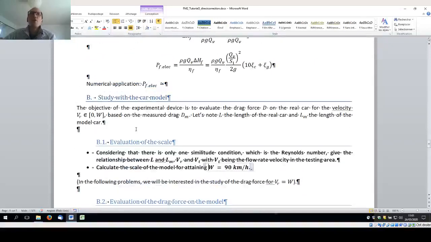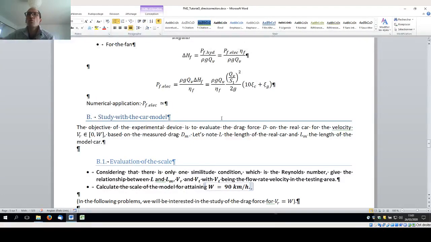I don't remember exactly. So after, we want to evaluate, thanks to this wind tunnel, the drag force on the real car for the velocity, based on the measurement drag D_m, which is at a model scale. So we have two different lengths: the length of the real car and the length of the model car.